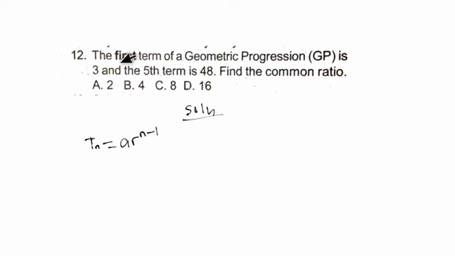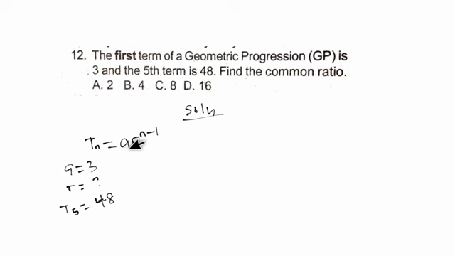Now we are given the first term of the GP as 3. So our a is 3. The common ratio r is unknown. And we are given the fifth term of the GP, T5, as 48. Now, what would be the formula for the fifth term of the GP?